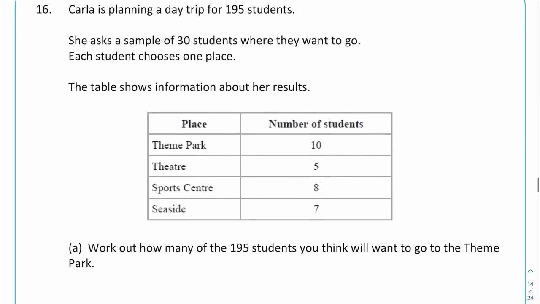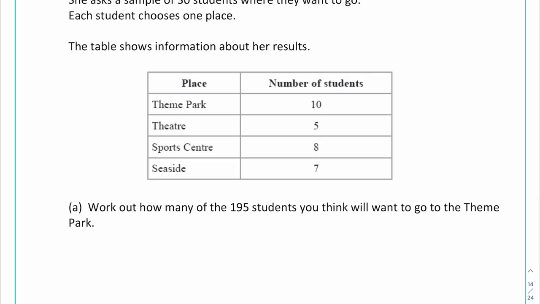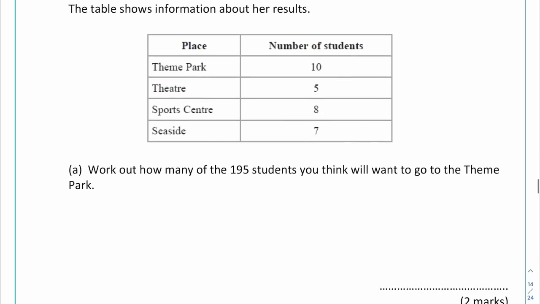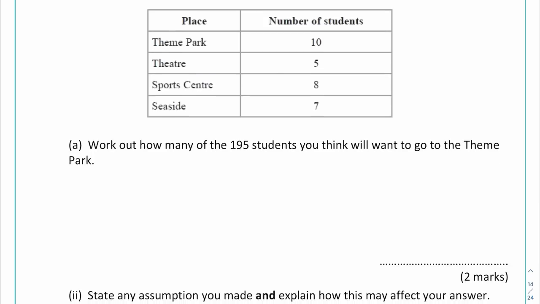Okay, so we've got some sampling. Carla is planning a day trip for 195 students. She asks a sample of 30 students where they want to go, and each student chooses one place, and we can see that in the table. Work out how many of these 195 students you think will want to go to the theme park.